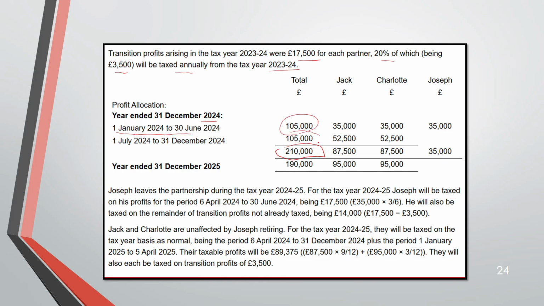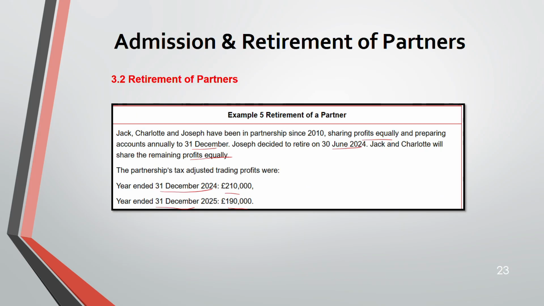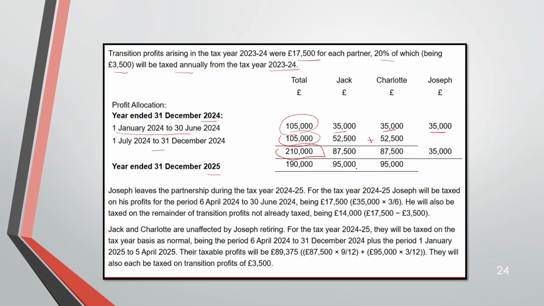So 105 and 105. This 105 is divided between 3, that's why 35, 35 and 35. Then for the remaining 6 months, this 105 is divided by only 2, 52,500 and 52,500. And for the year to 31st December 2025, there are only 2 partners, so that 190 will be divided among the 2, 95 and 95. Okay.